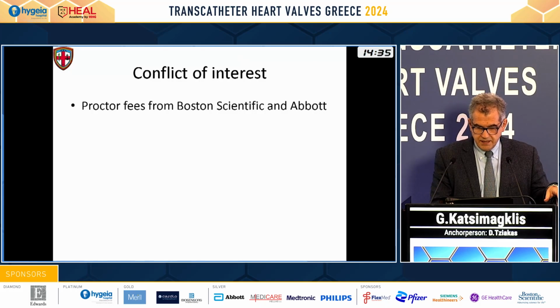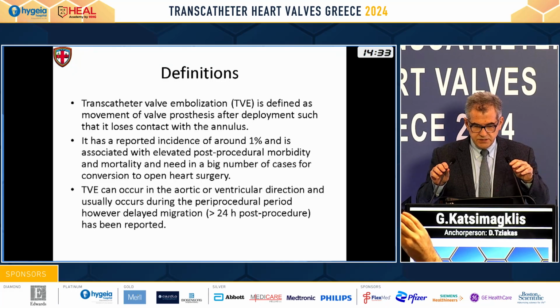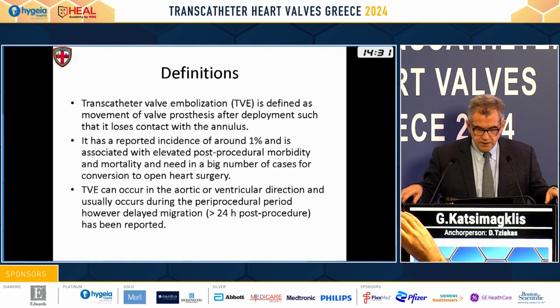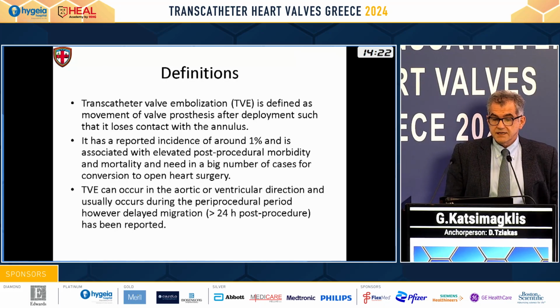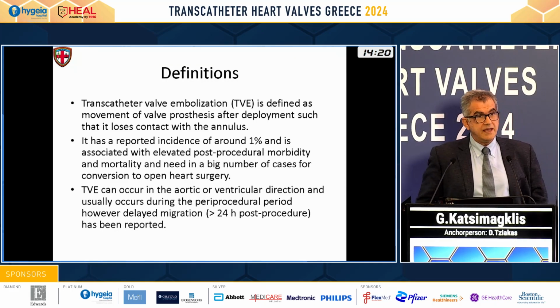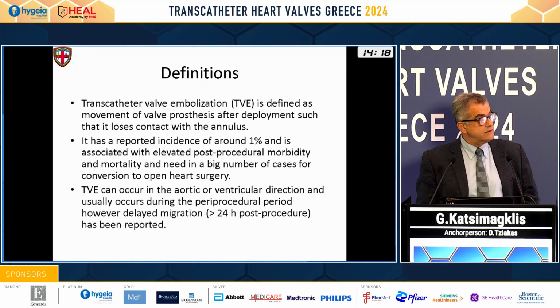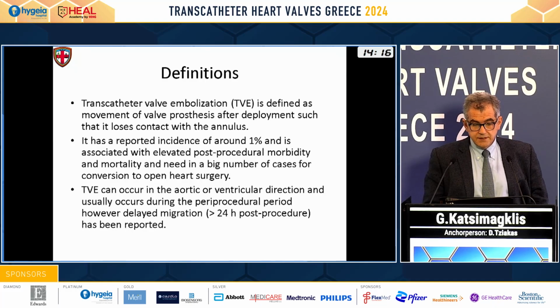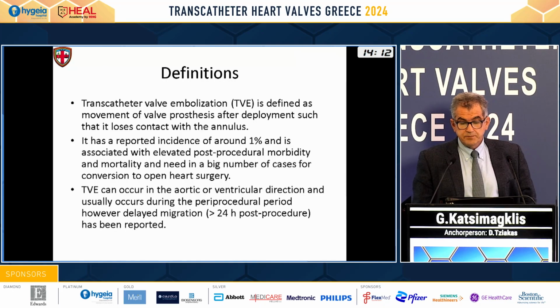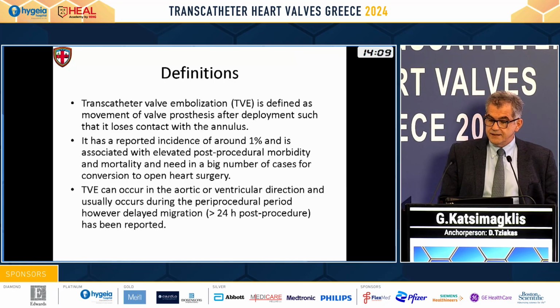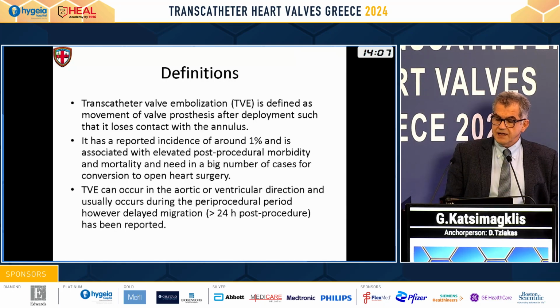These are my conflicts of interest for this presentation, and we are going to begin with the definition. TAVI embolism is defined as the movement of the valve prosthesis after deployment such that it loses contact with the annulus. Approximately, the incidence is around 1% and is associated with elevated post-procedural morbidity and mortality, and sometimes needs conversion to open heart surgery.